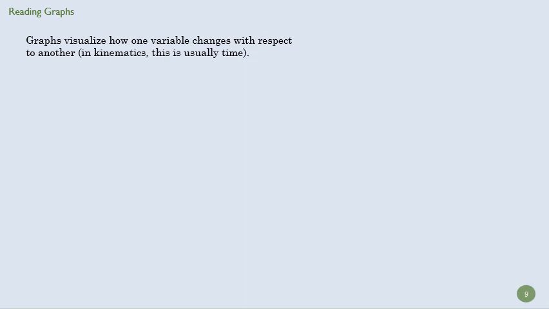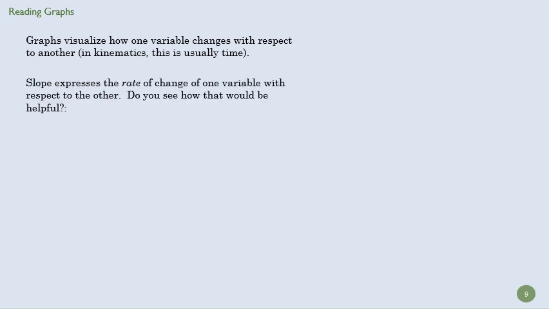So the plot or graph visualizes how one variable changes with respect to another. In kinematics, almost always time is going to be on our x-axis, the horizontal axis. So as we go through time, we're looking at what happens to our position, our velocity, and our acceleration. It's important to remember that as we look at plots. Make yourself stop and say, okay, at this point in time, my velocity is this. That'll help you understand what that plot is actually telling us.